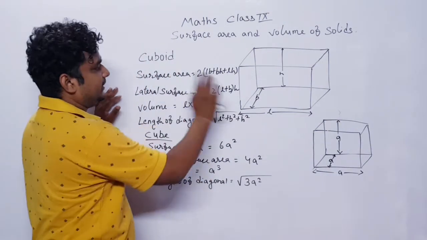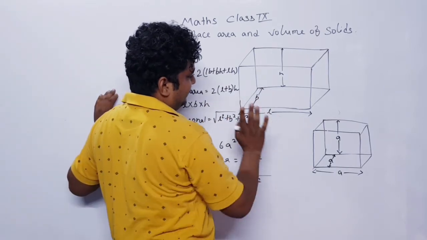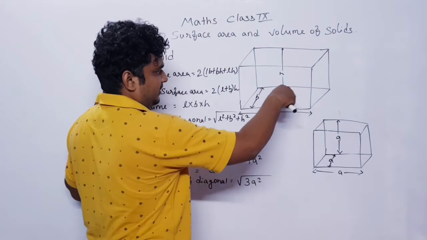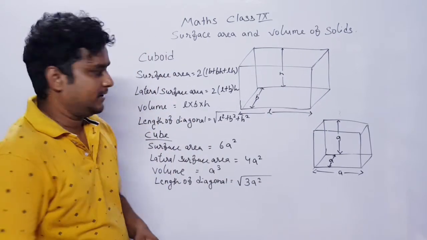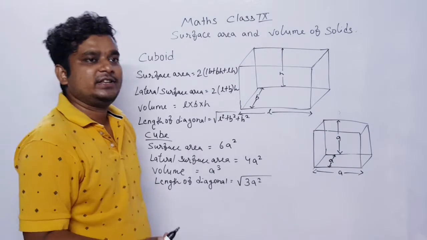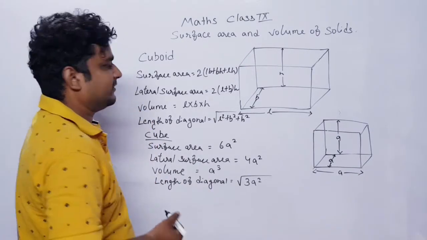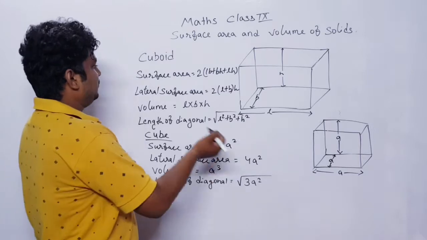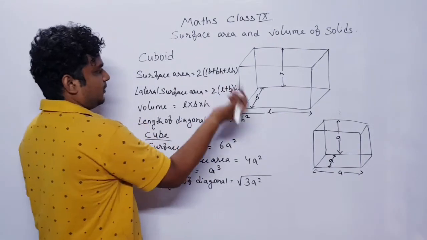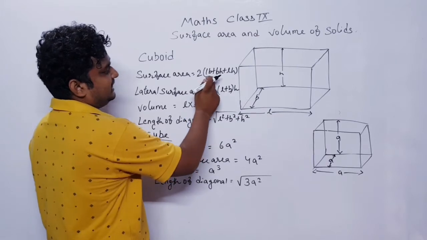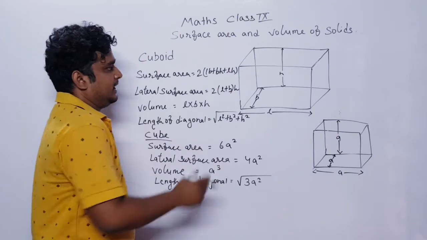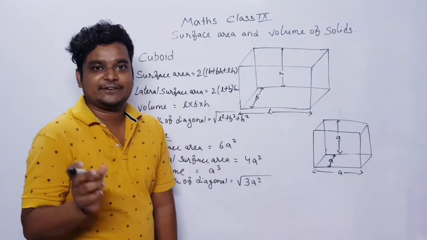So first of all, we are dealing with the cuboid. Cuboid is this type of figure where you can tell that we are having length, breadth and height. It is a three-dimensional figure. Whenever you are asked to find the surface area, volume and so on, you just need to apply the formula. The formula for the surface area is equal to 2 into (length into breadth plus breadth into height plus length into height). So this is the formula for finding the surface area.